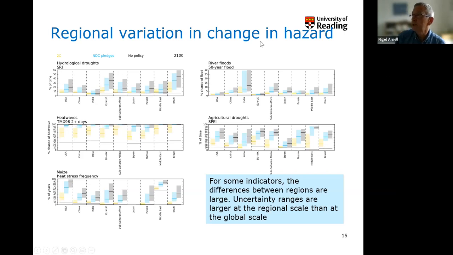So in this particular example, we see that India, South Asia, gets particularly affected by an increase in river flood risk, but with a massive uncertainty. Other parts of the world, perhaps less so. So the geographic distribution of change and risk is really important when we're looking at the global scale. We shouldn't just look at the global average.